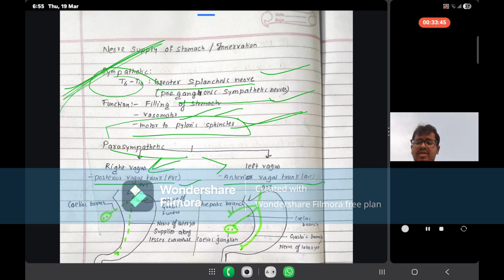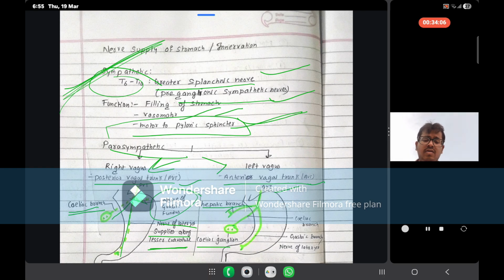AVT. In that PVT we see the celiac branch. We have three branches: the celiac branch, the nerve of the gastric fundus, and the nerve of Latarjet, which supplies along the lesser curvature. And the AVT, anterior vagal trunk.